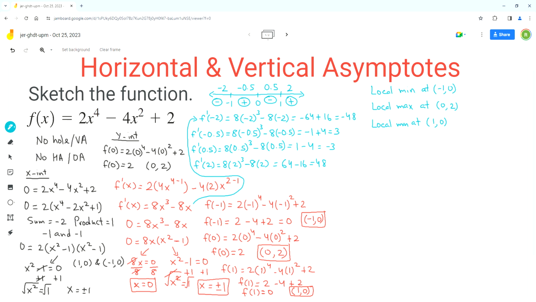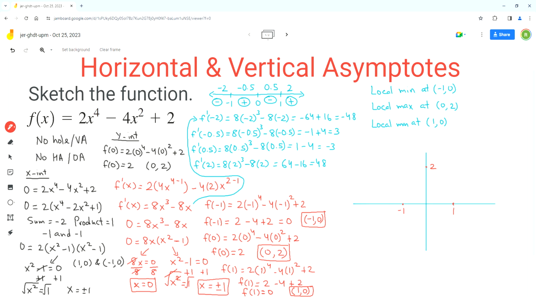So these are the steps for analyzing this type of function, and now we can use all of this information to sketch this function. As we observed, there are no holes, vertical asymptotes, or horizontal and oblique asymptotes. So we can start by plotting the intercepts. The x-intercepts are 1 and -1. So let's assume the 1 is here and then -1 is here. And then the y-intercept is 2. So let's assume it's here.